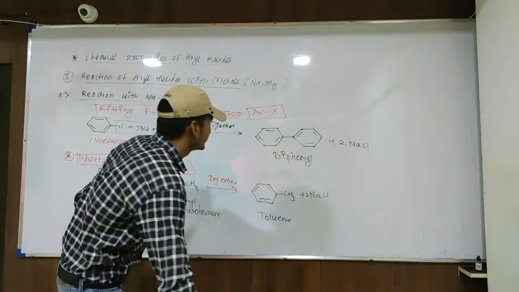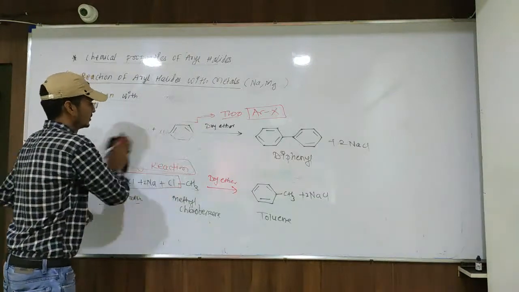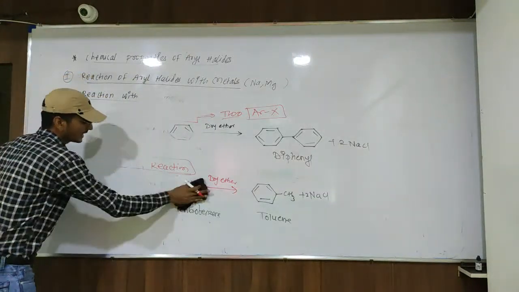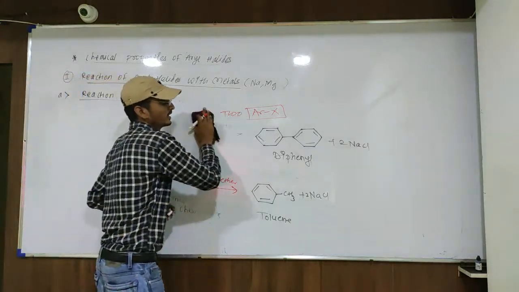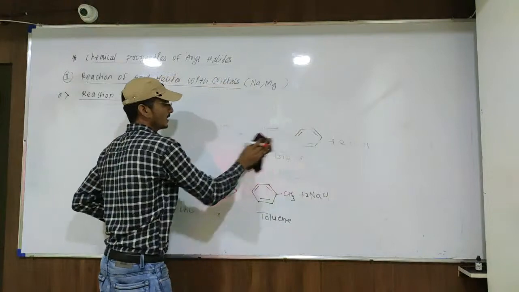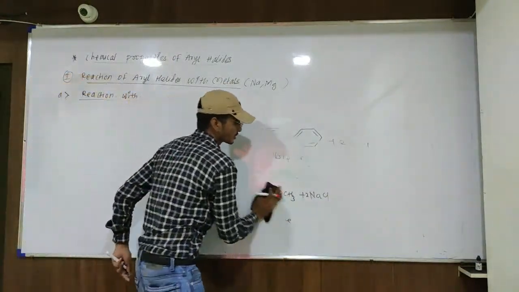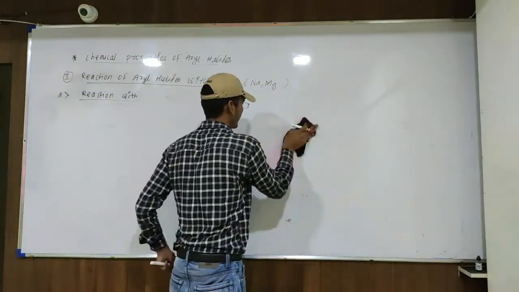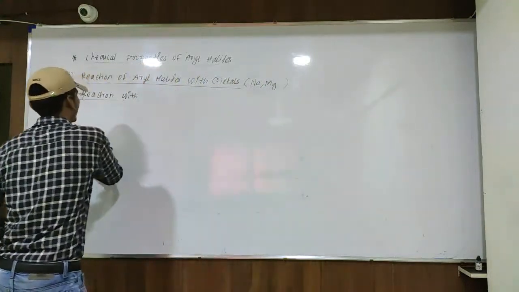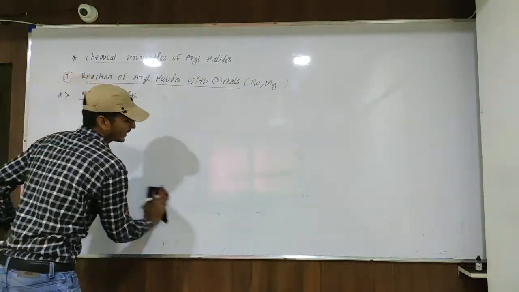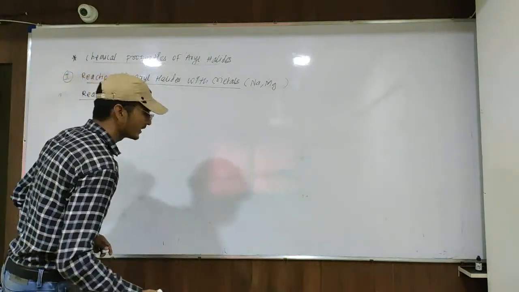Okay? The next one is the reaction with magnesium metal. So you know that when an alkyl halide reacts with magnesium metal, you will get the Grignard reagent, that is alkyl magnesium halide. Similarly, aryl halide also shows a reaction with magnesium metal, and you will get aryl magnesium halide. That is nothing but the Grignard reagent, and such a reaction is also called the Grignard reaction.